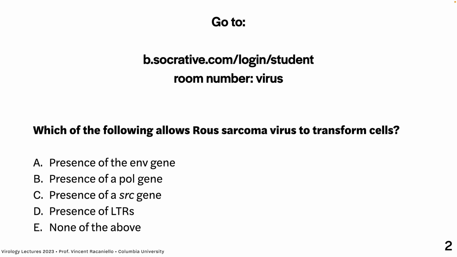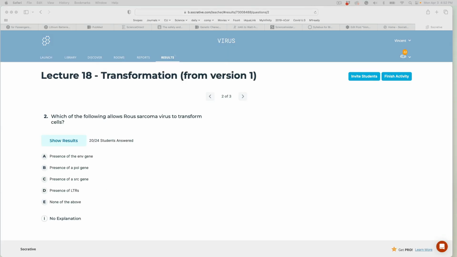Our next question is, which of the following allows Rous sarcoma virus to transform cells? Presence of the envelope gene, presence of the pol gene, presence of a Src gene, presence of LTRs, or none of the above? Which allows it to transform cells? All right, let's have a look here. It's the presence of a Src gene.